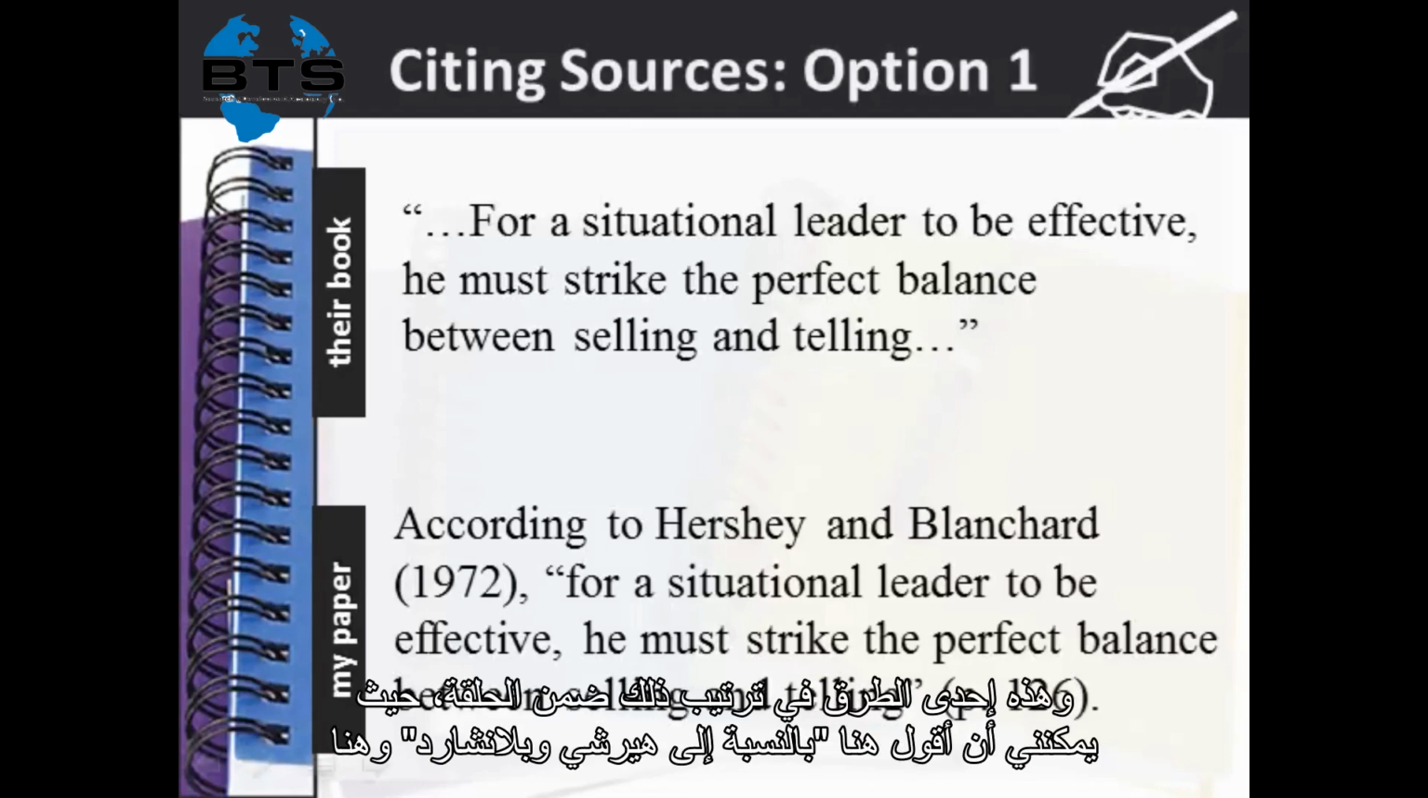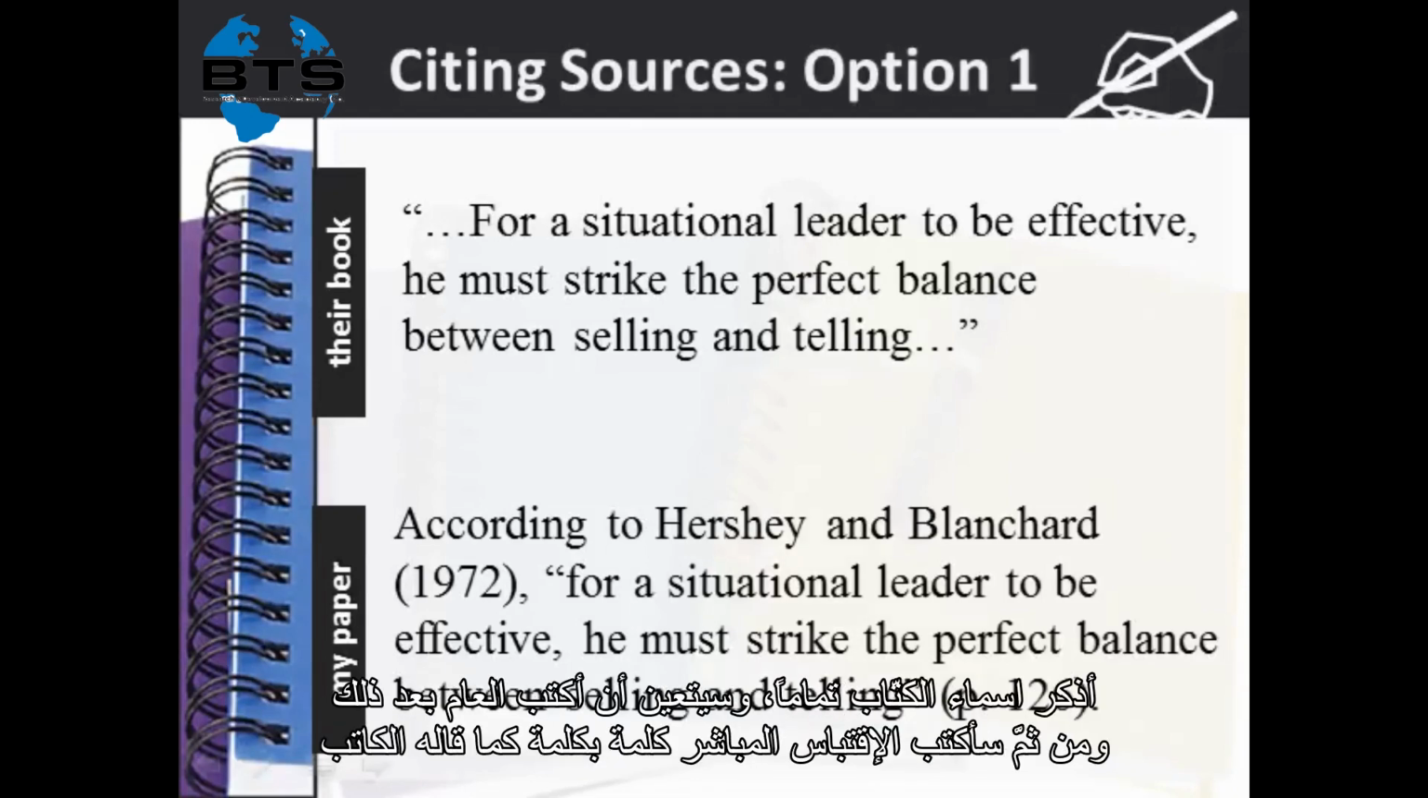I could say, according to Hershey and Blanchard, where I'm actually writing the author's names in the text of my sentence. After the author's names, I should put the year for the citation, 1972, and then now I have the direct quote. It's word for word, the way the authors had said it.